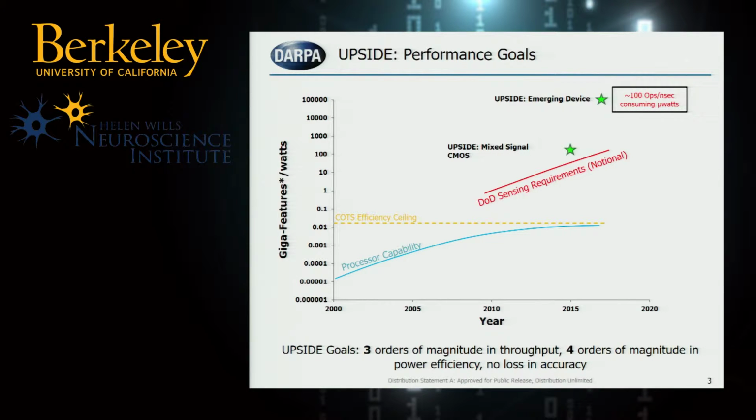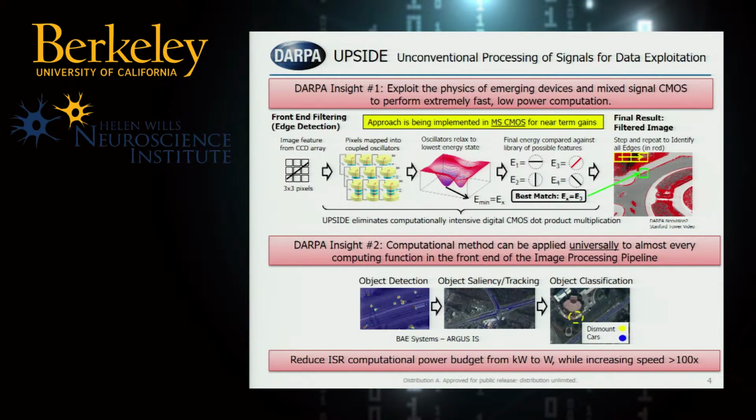The goal of the Upside program then was several orders of magnitude improvement. In the mixed signal portion of the program, what we were hoping to achieve is 1,000x improvement in power efficiency and 100x improvement in performance. And then we also had an emerging devices component, which would provide another 2 orders of magnitude improvement in speed and power efficiency.